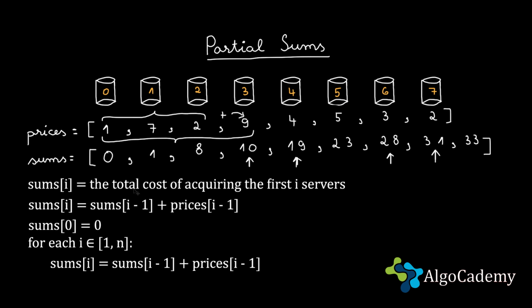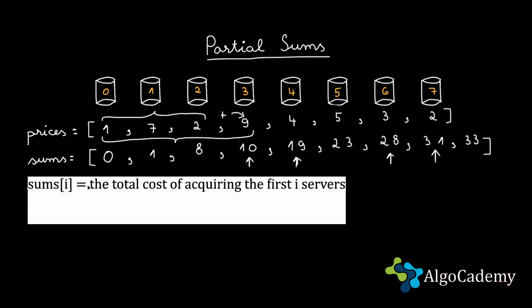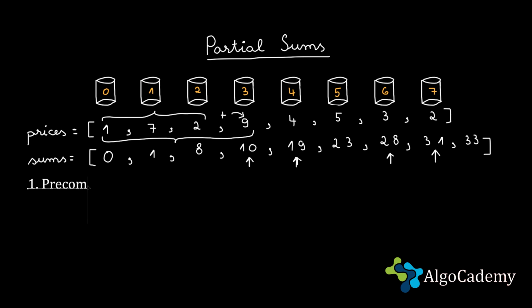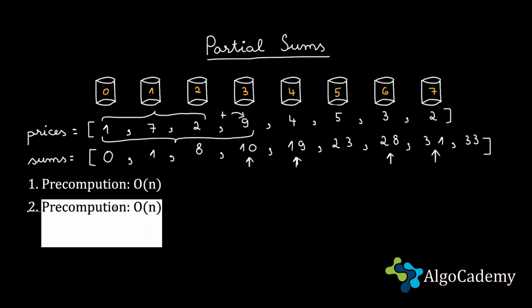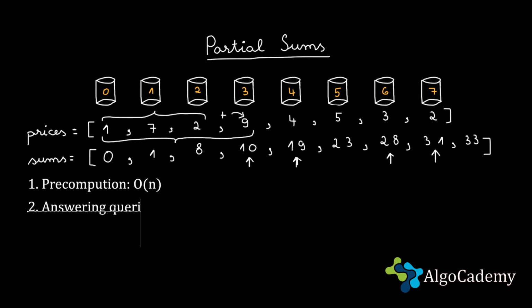So if we were to analyze the total time complexity of this algorithm, what we would come up with is the following thing. We have step number 1, which is, as I called it, the pre-computation, which takes big O of n time and memory, because we need an extra array sums, and we take big O of n to compute it. And then the second step, which is answering the queries, right? Answering queries is big O of 1 per query, time complexity. And this is what the partial sums are about.